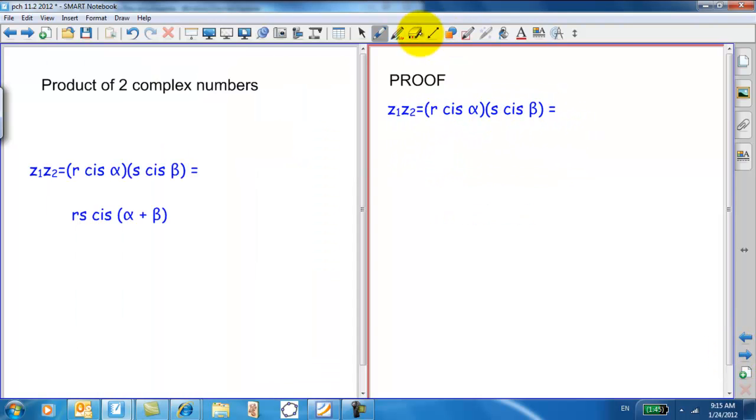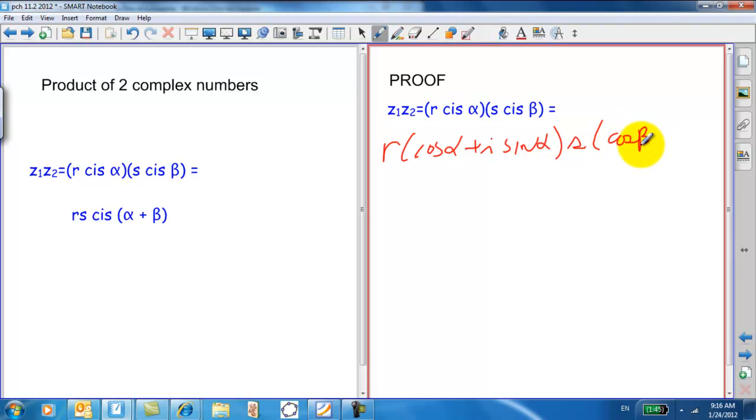First of all, let's expand out what R cis theta means. It means R times the cosine of alpha, in this case, plus i times the sine of alpha, multiplied by S times the cosine of beta plus i times the sine of beta. Now I can reshuffle these with the associative property of multiplication, say R times S times, now I'm going to multiply these out with FOIL. Remember FOIL?